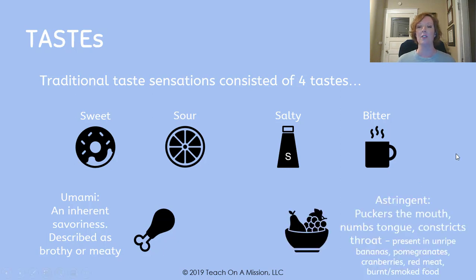And then there is astringent. This is the type of food that makes your mouth pucker, maybe even numbs your tongue. What happens is it constricts the cells of your throat, and it's present in unripe bananas, in pomegranates, cranberries. So think about those foods that aren't just bitter, because it's different than bitter, it's different than sour. This is where you're actually going to have a difference in the surface of your tongue and throat.